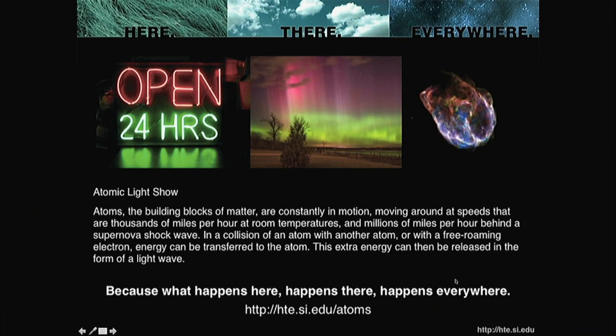So why do we care about things like exploded stars? How do we relate that at all to something we might be more familiar with on Earth? Well, if we're talking atomic collisions, we can relate it to a neon sign or to aurora borealis. Because what happens here, happens there, happens everywhere. That was kind of the slogan of the project.